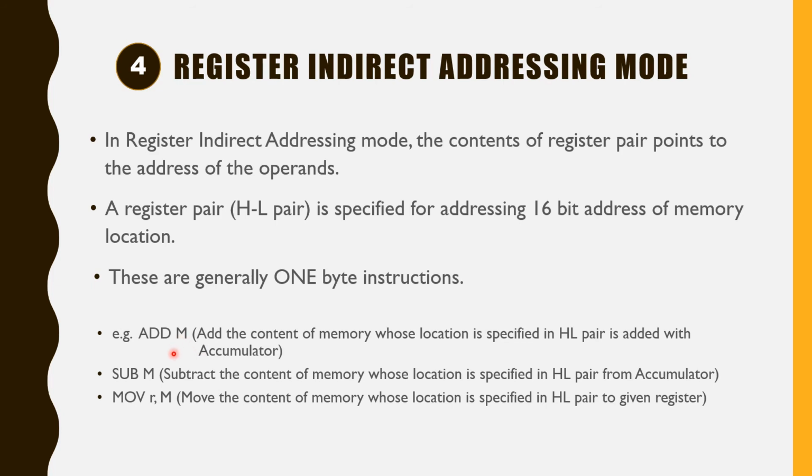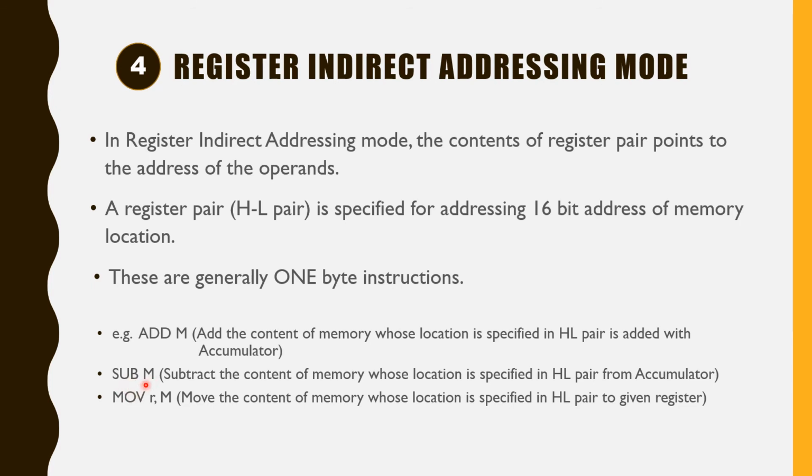Here the memory contents, meaning the location which is specified by the HL pair, are added with the accumulator. So ADD M is one type of register indirect addressing mode. Likewise, the second example they have given is SUB M, subtract M.